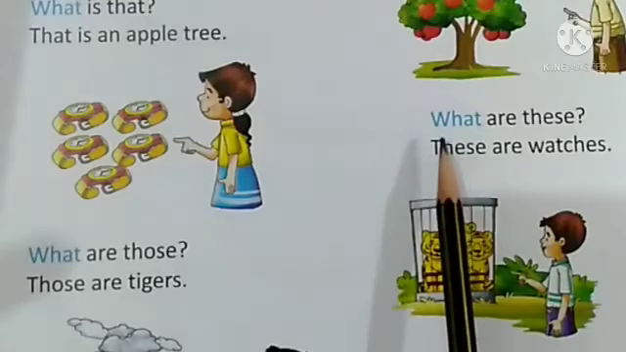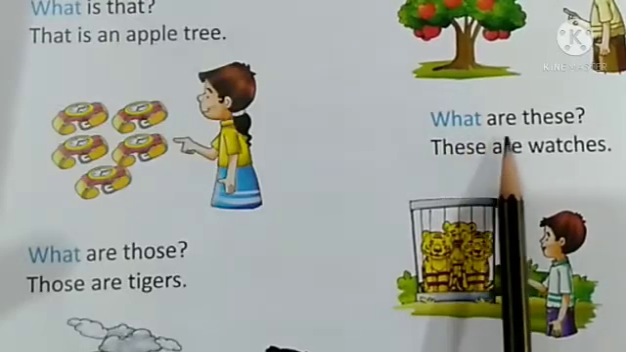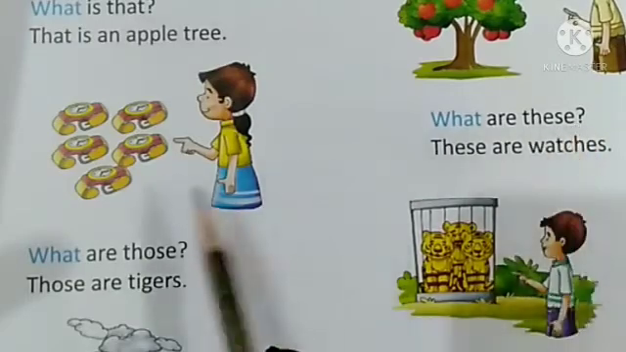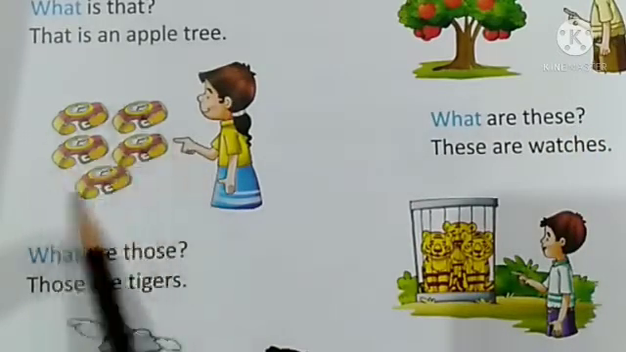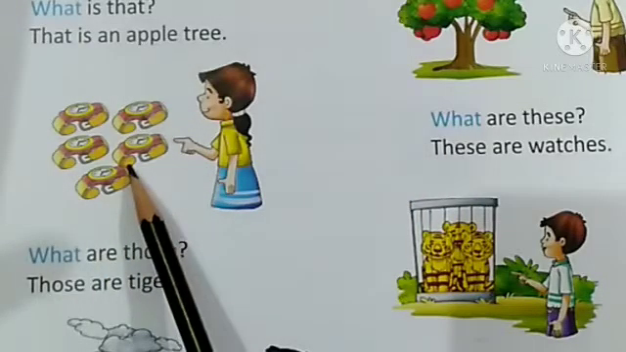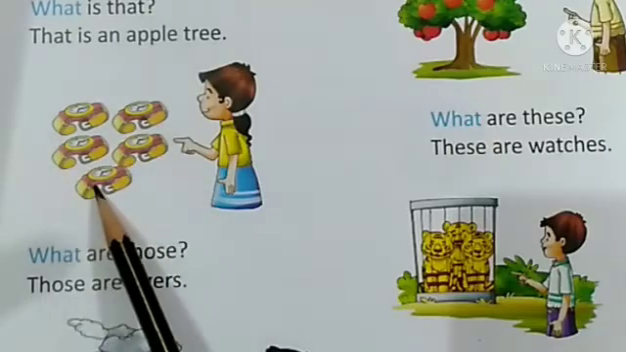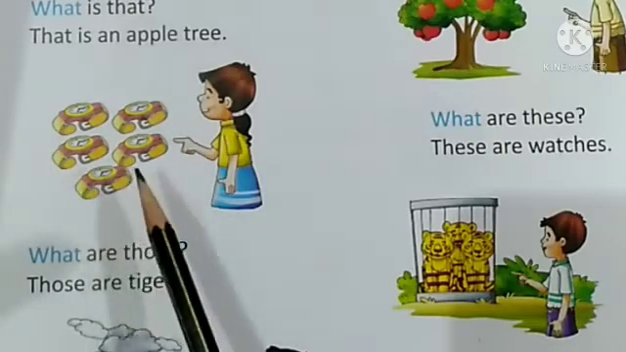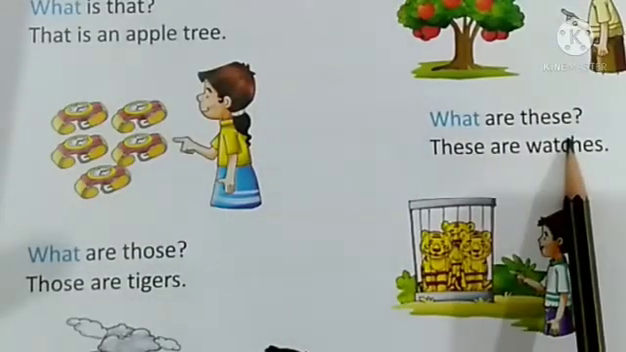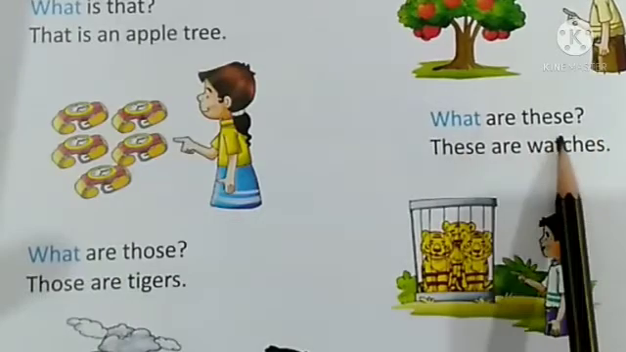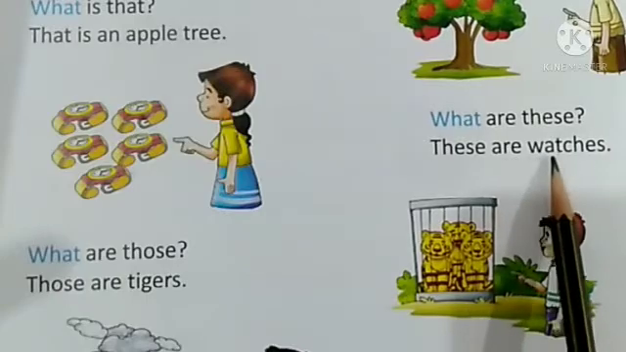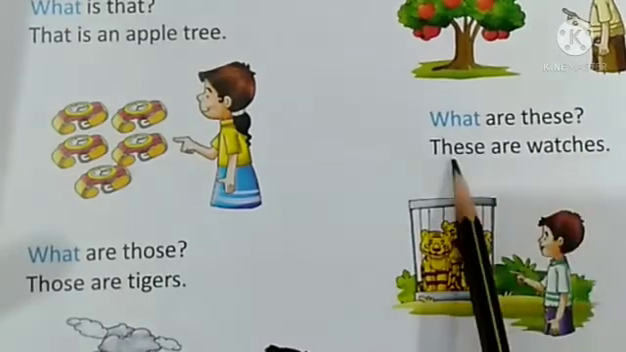Next question is, what are these? When things are near to us and they are more in number, more than one, then we can use these. What are these? This is a question mark. What are these? These are watches.